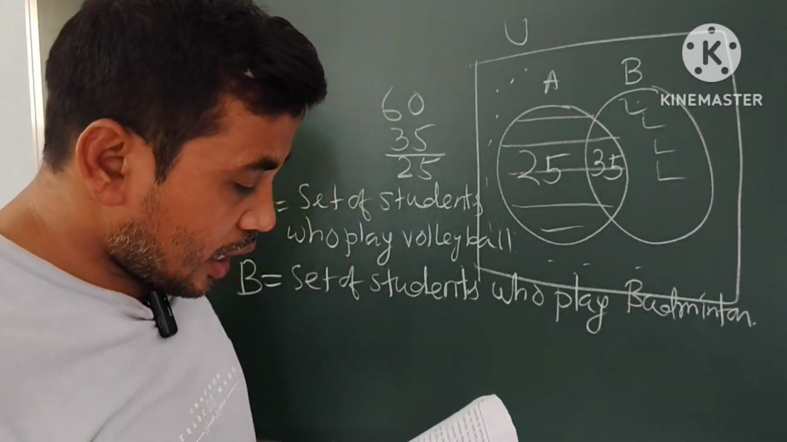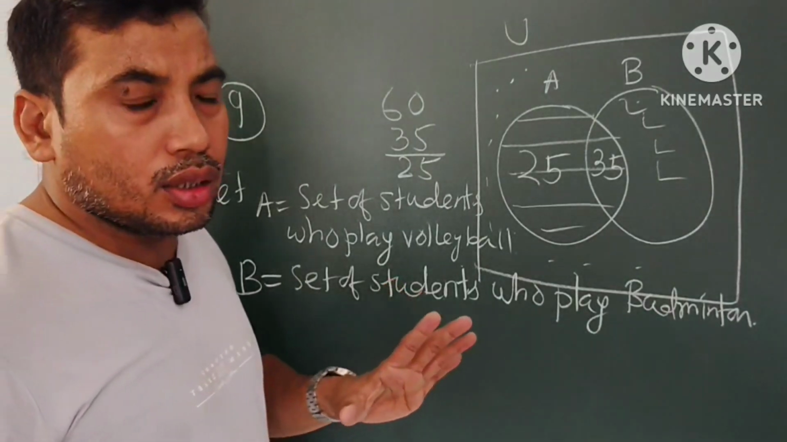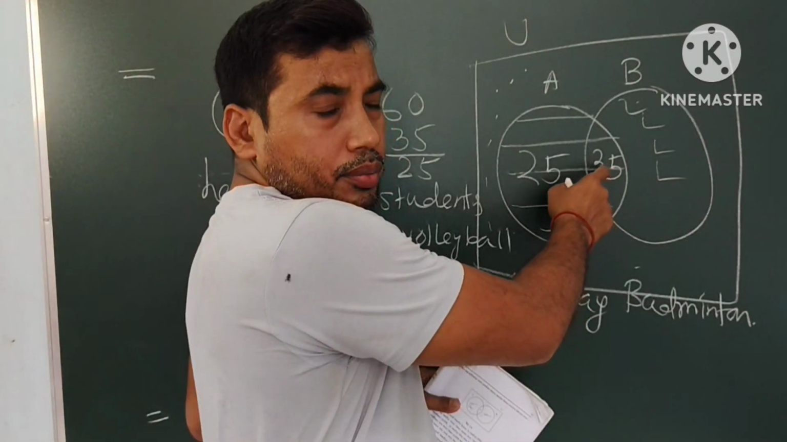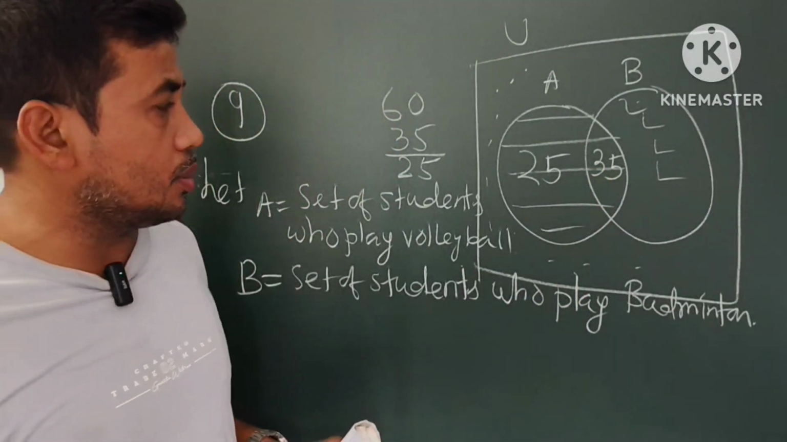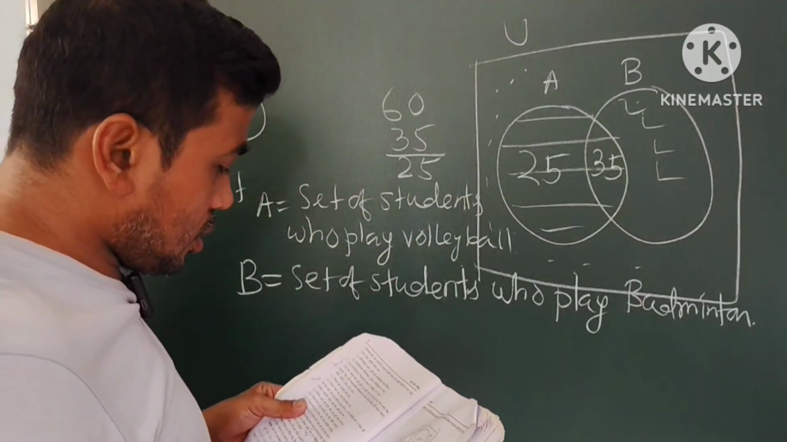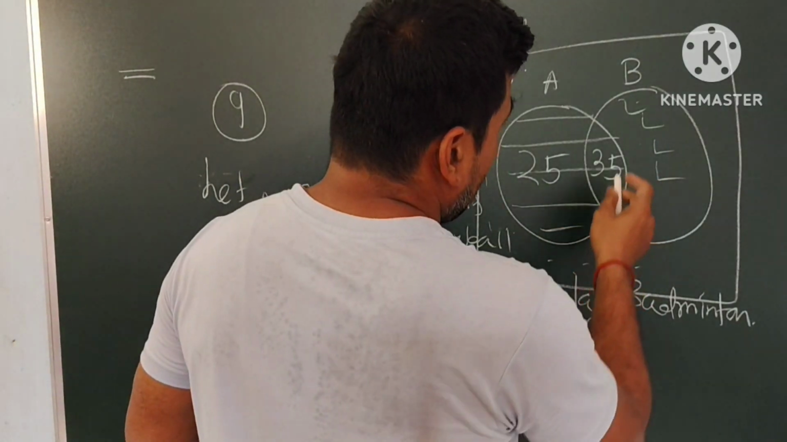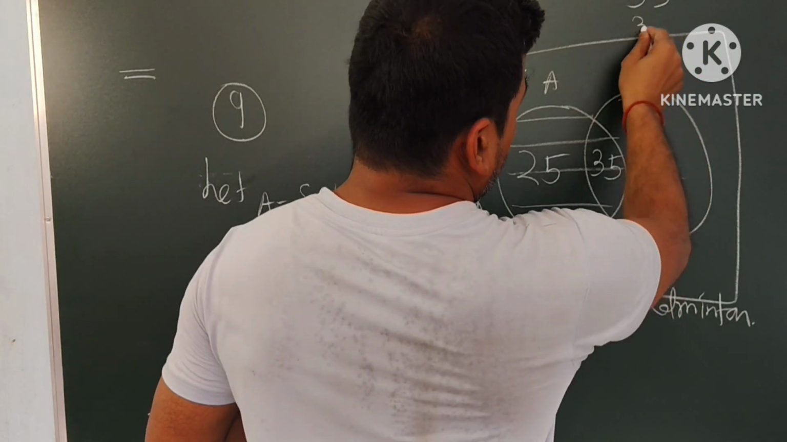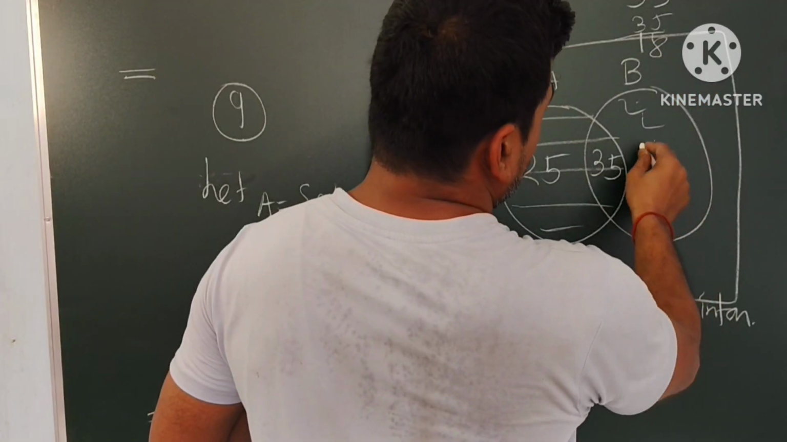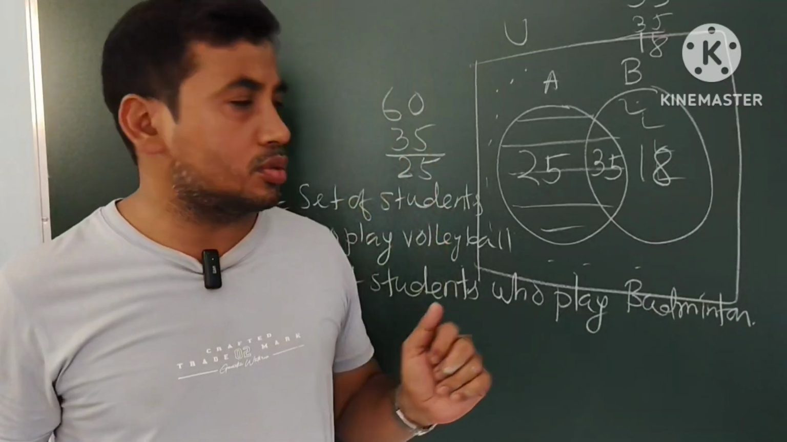And what is given? 53 of them play badminton. So B is the set of students who play badminton, and 35 students play both volleyball and badminton. Total 53 students play badminton. So in this part we get 53 minus 35, that means 18 students. So there are 18 students in this part.